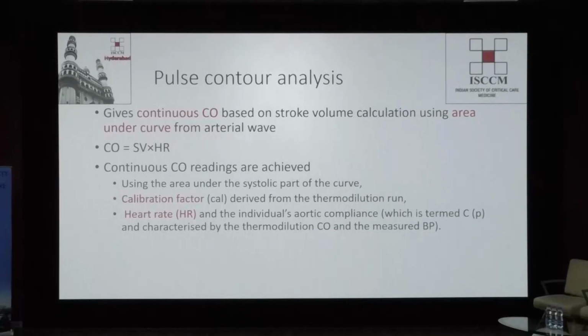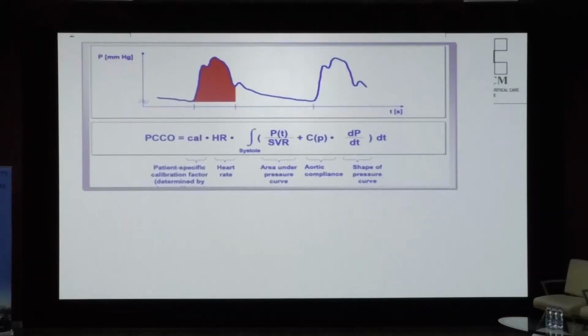And then there is a formula here, the calibration factor. Why are you doing these thermodilution runs, and why are you doing these calibrations once in a while? Because you need to derive a calibration factor from your thermodilution curve. Once you derive the calibration factor, heart rate is already known to the machine. So this PiCCO machine will then display your cardiac output based on this complex formula.